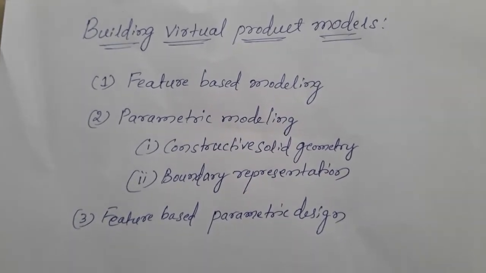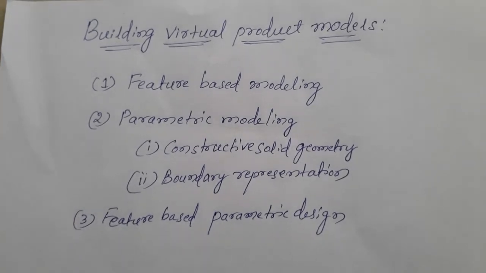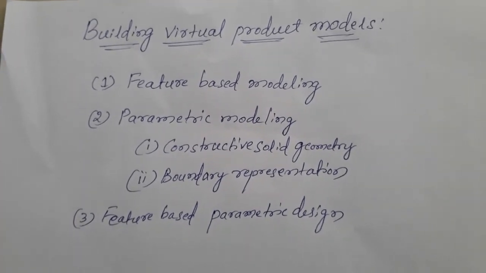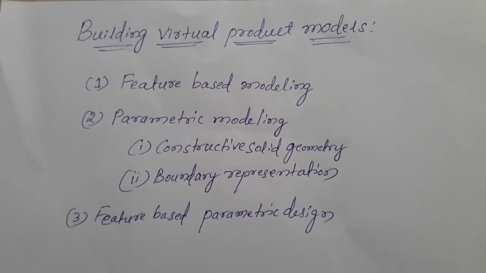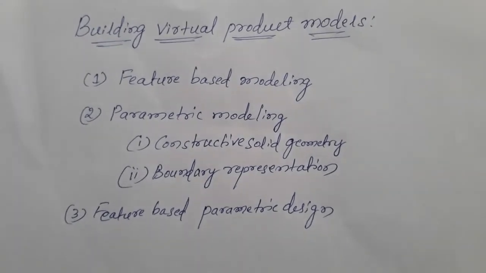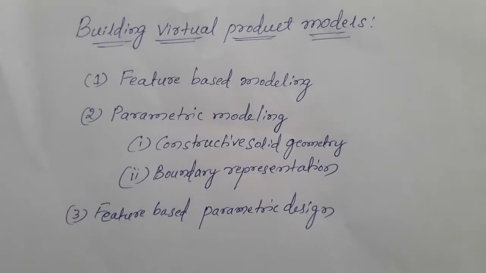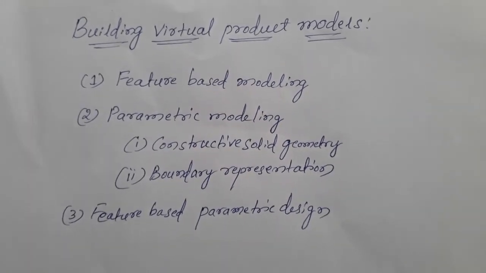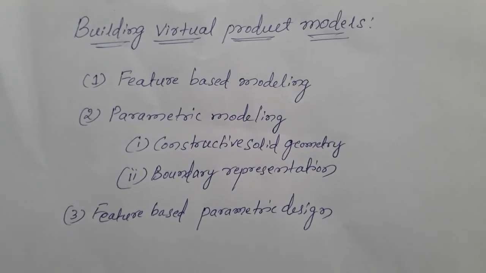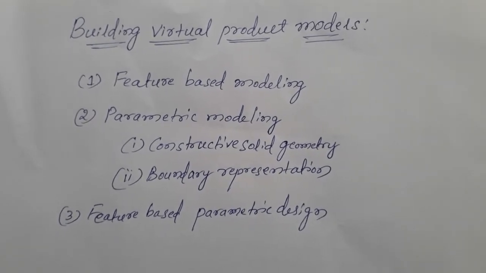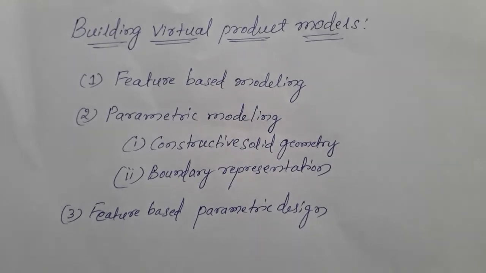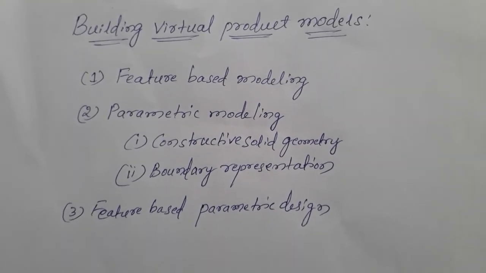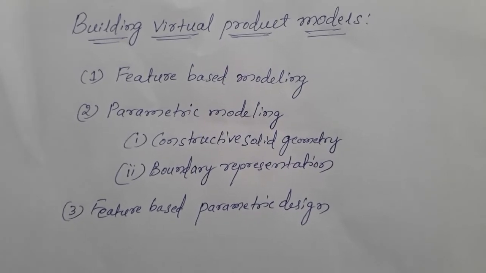So, first one is feature based modeling. In feature based modeling, we build a model by using design features. Based on design features, we have to build a model, and that is called feature based modeling. In feature based modeling, some standard features are available in the library. I will explain this with an example.